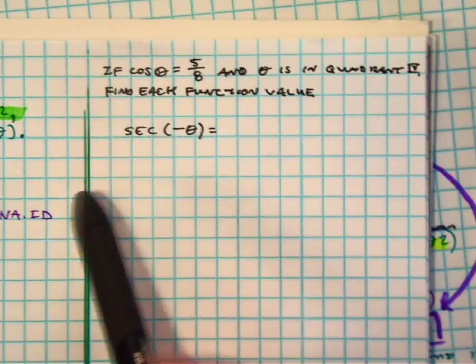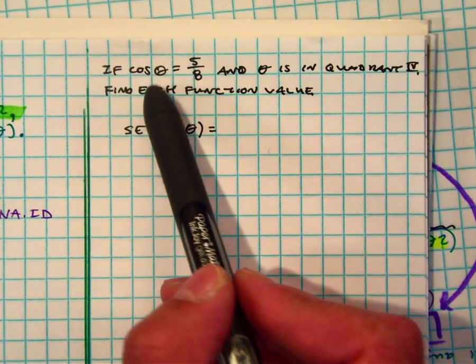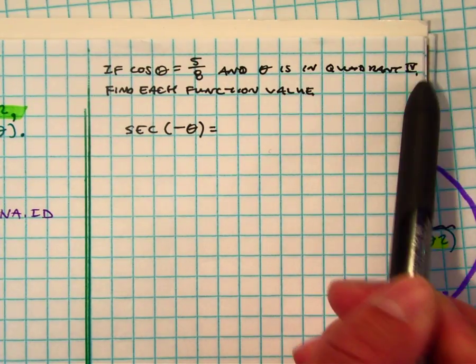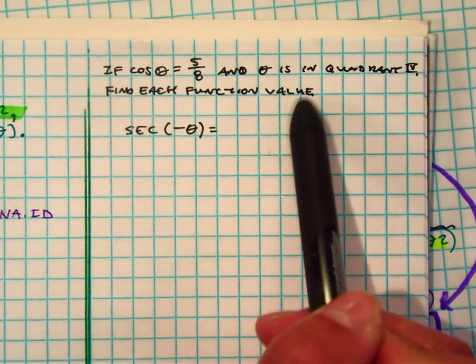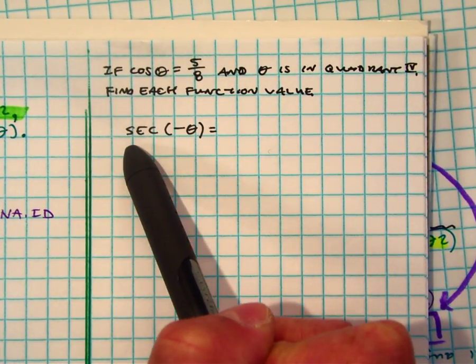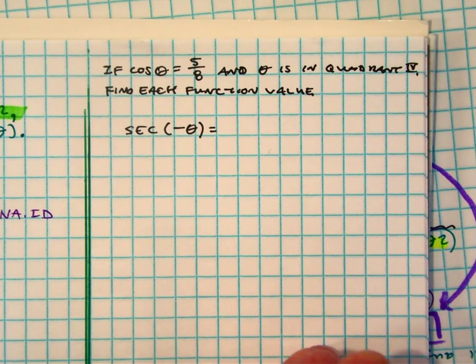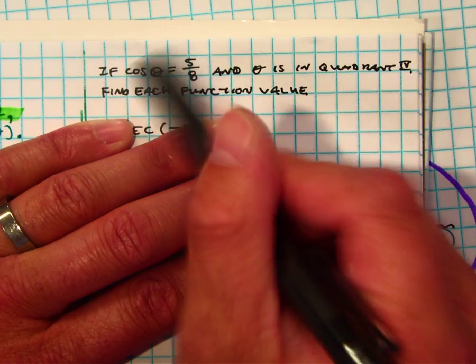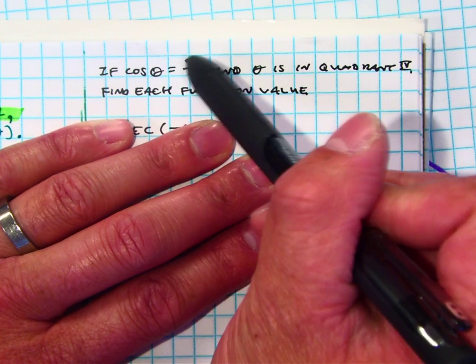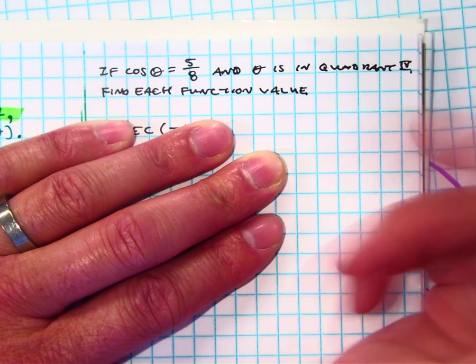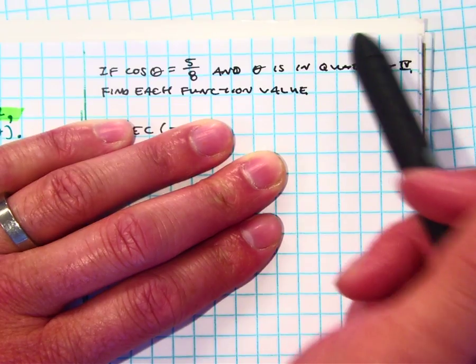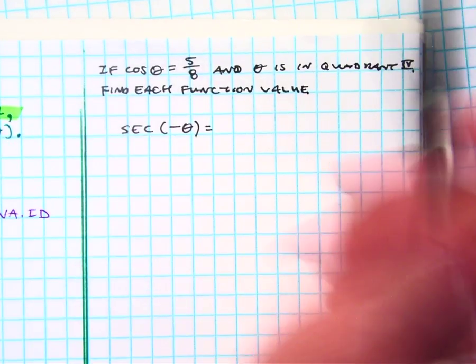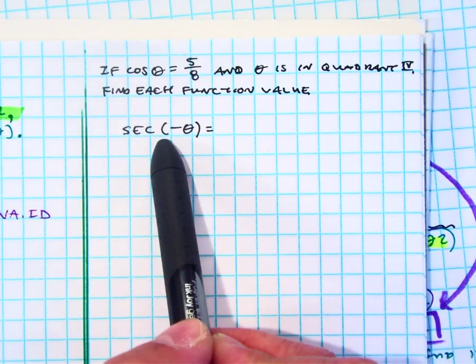If I look at this problem, it says if cosine of theta is 5/8 and theta is in quadrant 4, find each function value. So they want me to find secant of negative theta. Remember, a chapter ago, we were just drawing triangles, cosine was positive, and you can do adjacent over the hypotenuse, right? And you can find any trig function you want. But here we're using identities. Now, they want us to find secant of negative theta.